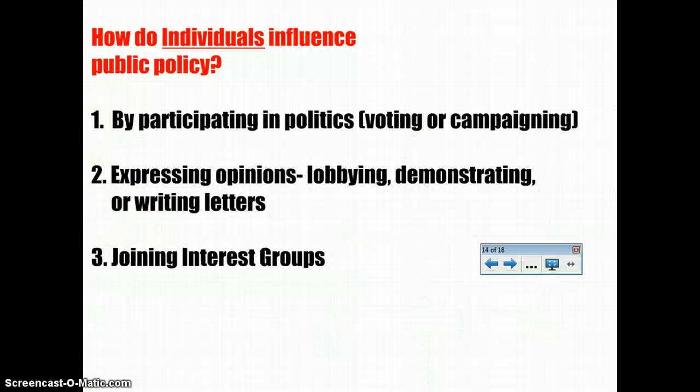So that's a pretty interesting example of how everyday citizens can influence the laws and policies set forth by the legislative branch. To complete the rest of your public policy foldable, you will need to continue to the next video labeled Public Policy Notes Number 2.